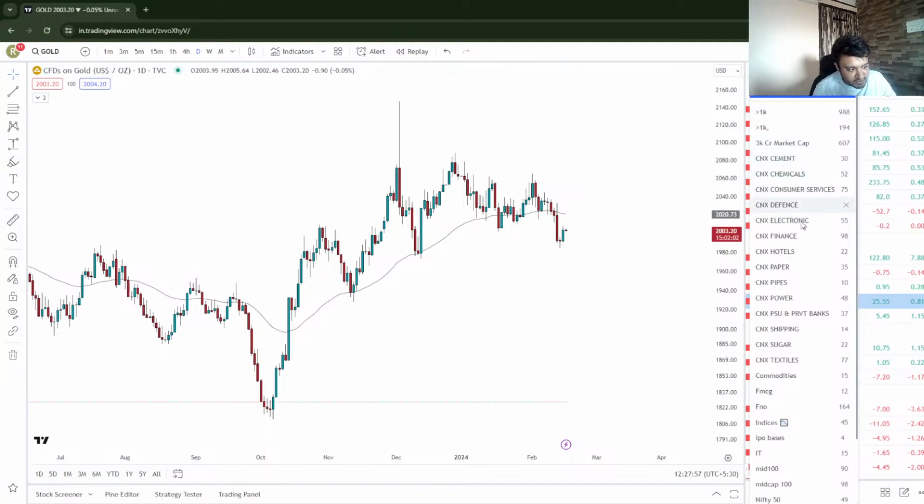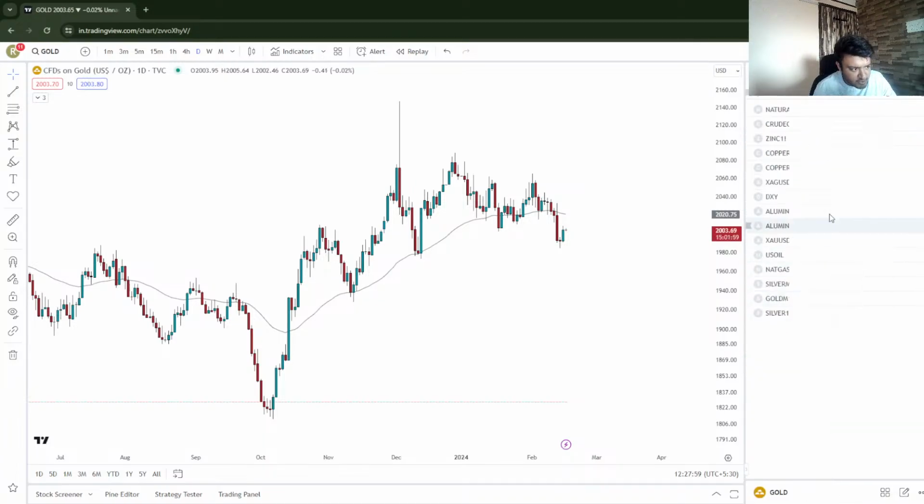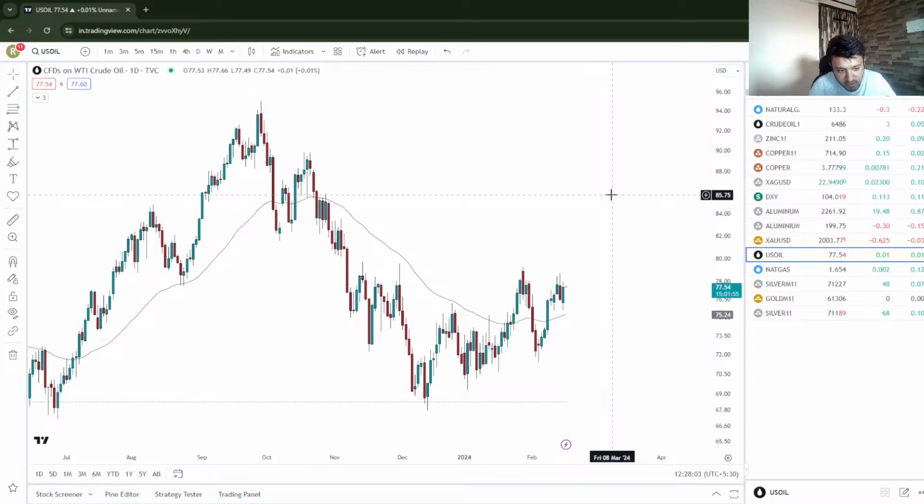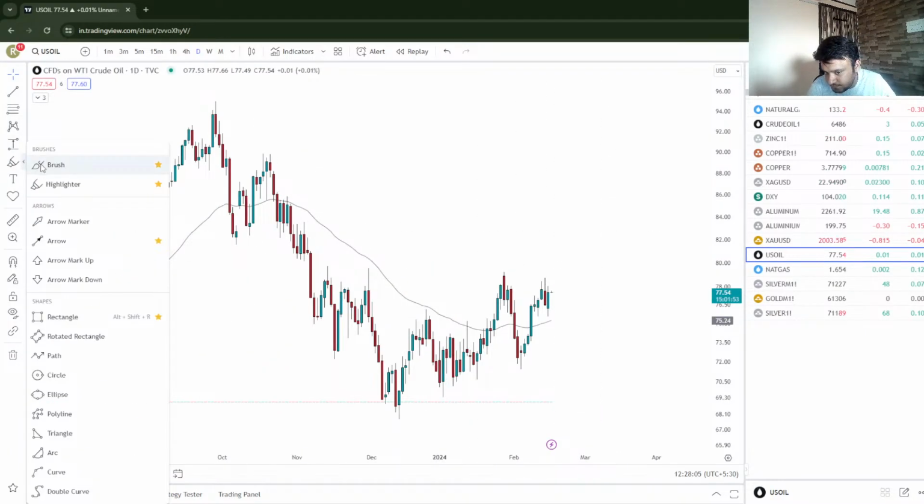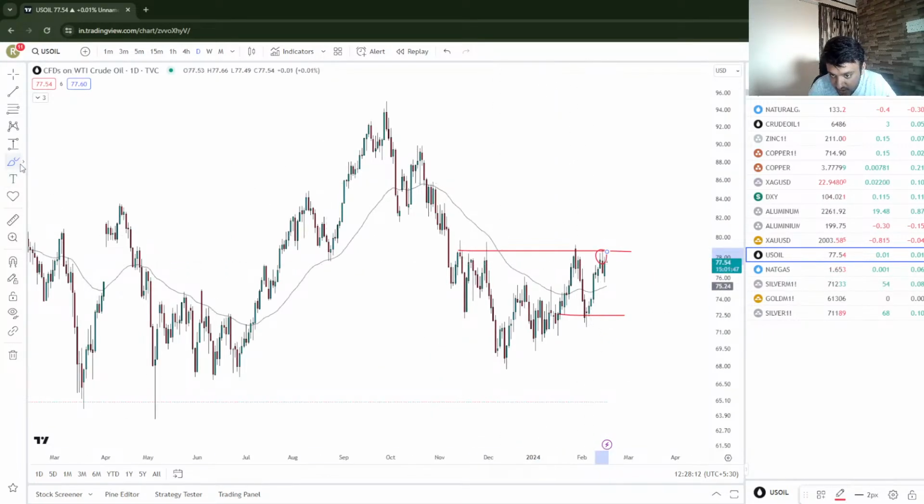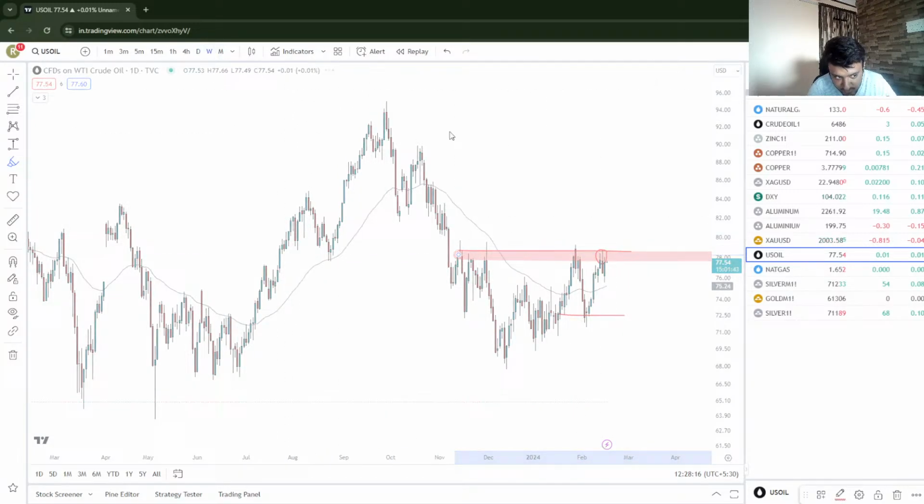Crude is actually setting up. Crude is actually very interesting. If you guys remember, I talked about crude. I talked about this move. Talked about a move from this supply, but now if you see it, it has gone up to this supply. So that is not good.